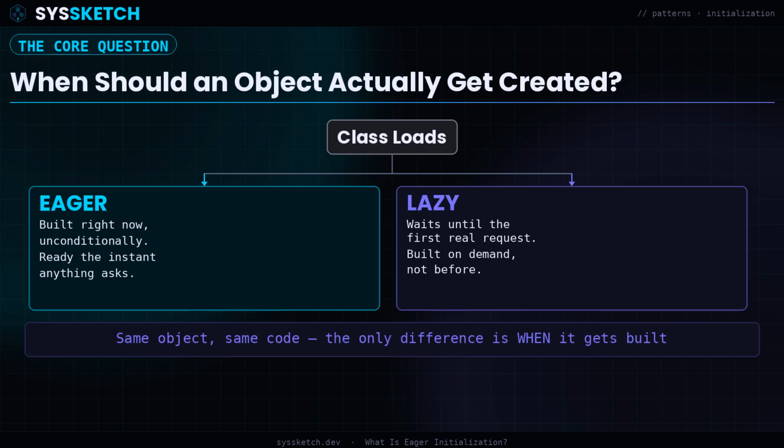Picture a class with an expensive field, a database connection, a configuration loader, a giant lookup table. There's a question hiding inside every one of those fields. When does it actually get built? Does it get built the instant the class loads before anyone's asked for it? Or does it wait quietly until the very first line of code that actually needs it?